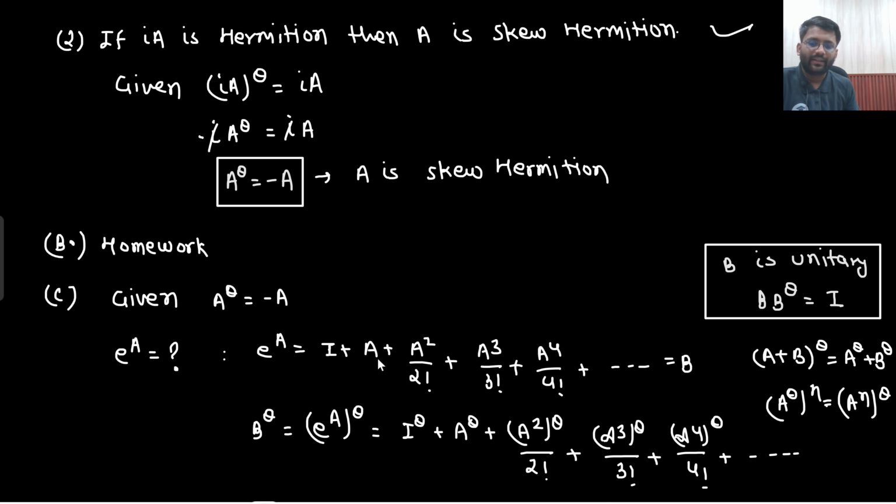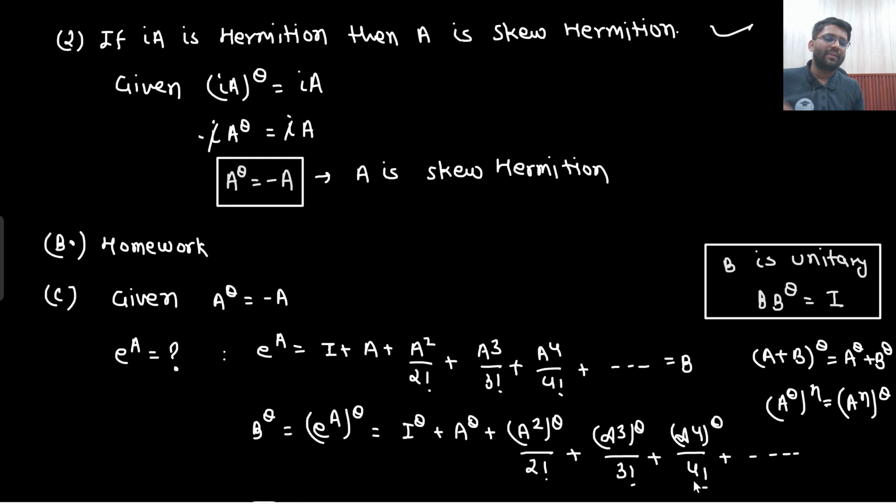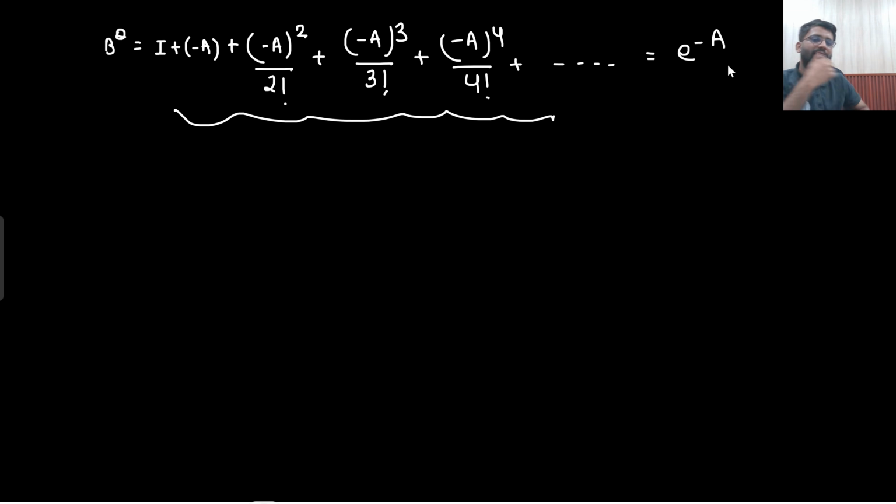And you know one thing, that A theta is nothing but minus A. So here what can I replace? Minus A, minus A, minus A. I is I, and A is replaced with minus A. Basically the scenario is that now A is replaced with minus A. Do you remember the expansion of e to the power A? Yes sir, it was I plus A plus A square by 2 factorial plus A cube by 3 factorial plus A to the power 4 by 4 factorial. This was the scenario. But now A is replaced with minus A. So this is the expansion of nothing but e to the power minus A. Do you understand this point or not?